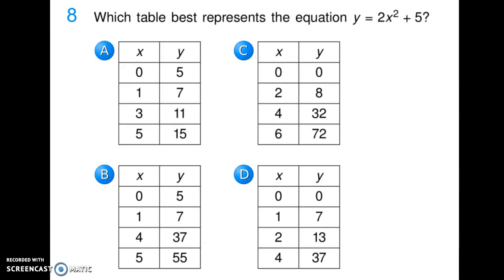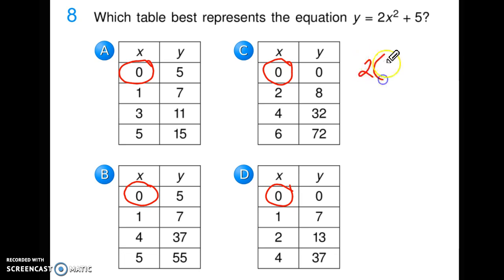Here it is. Which table best represents the equation y equals 2x squared plus 5? Okay. Well, if you look, we've got several different values in here, and there's multiple ways that we can do this one. But if you look, all of them have 0 as part of their domain. So let me just put in 0 one time and see what happens.